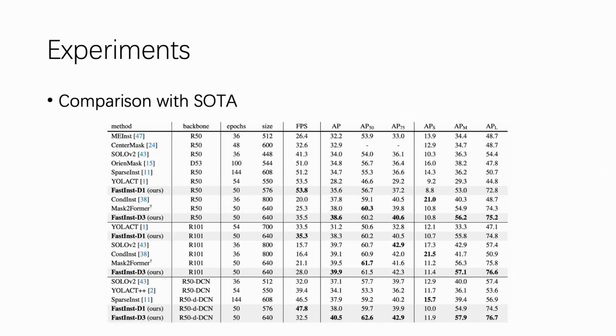This table shows the comparison of FastInst with SOTA methods. FastInst outperforms most previous real-time instance segmentation algorithms in both accuracy and speed. Here the FPS is measured on a V100 GPU with a batch size of 1. Notably, FastInst is the only algorithm in the table with AP greater than 40 while maintaining a real-time speed.